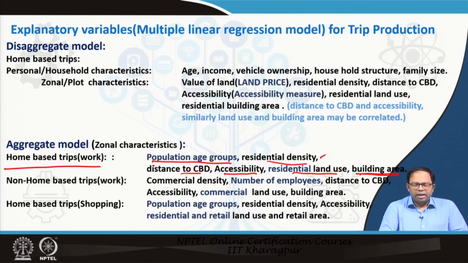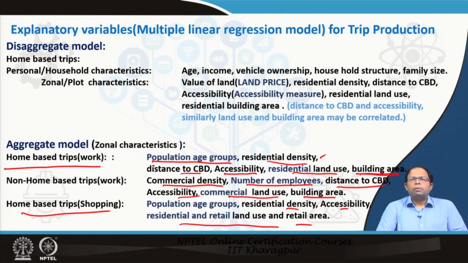So, over here the variables chosen are commercial density, number of employees, distance to CBD, accessibility, commercial land use, building area. Again, commercial land use may be correlated with building area, or both of them may be correlated with the number of employees. And then we can also have home based shopping trips, which could be related with population age groups, residential density, accessibility, residential and retail land use, and retail area.